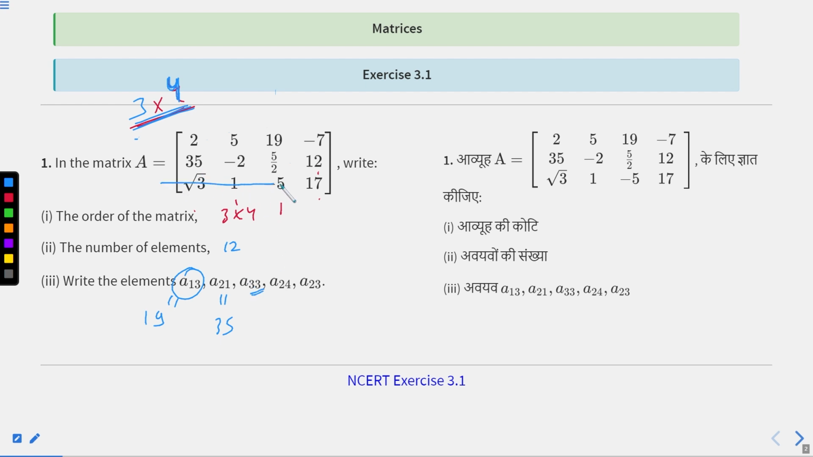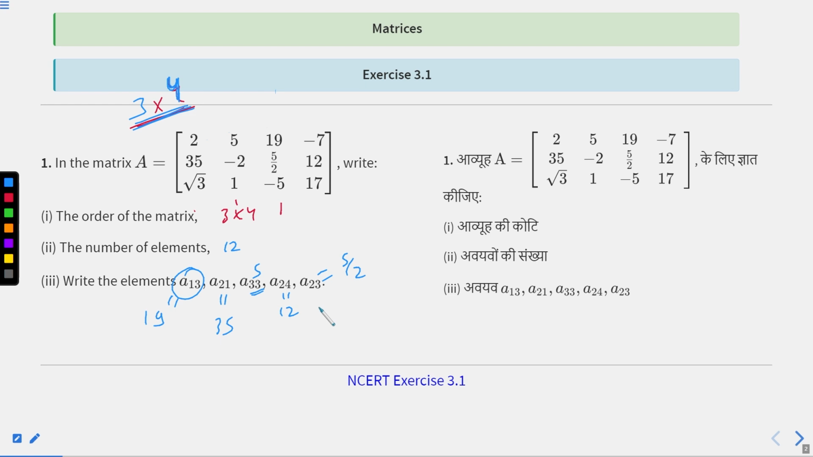A33 means third row and third column, which is 5. A24 means second row and fourth column, which is 12, and A23 means second row and third column, which is 5 by 2. So the respective elements of the positions given: A13 will be 19, A21 will be 35, A33 will be 5, A24 will be 12, A23 will be 5 by 2.